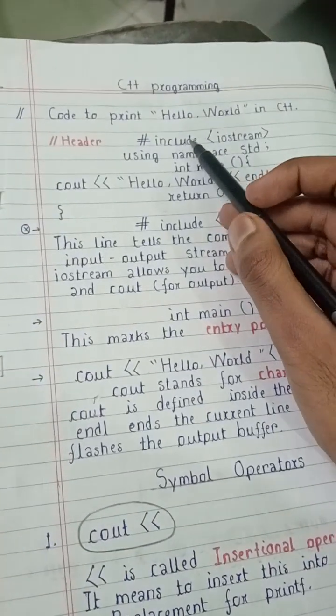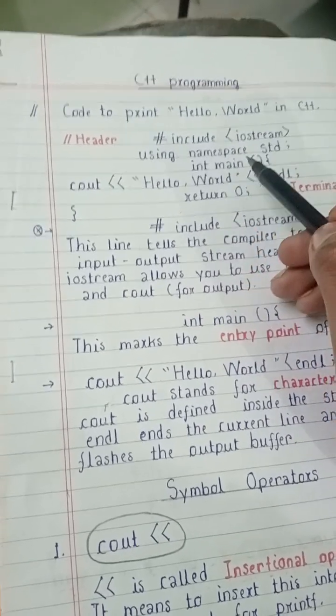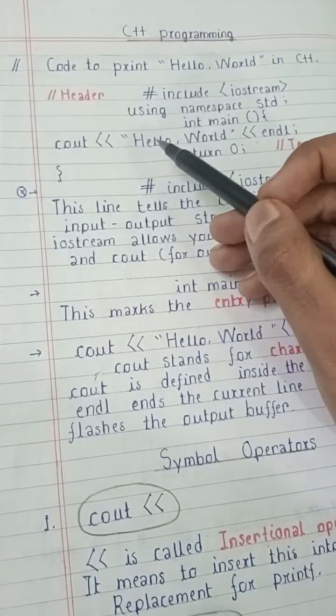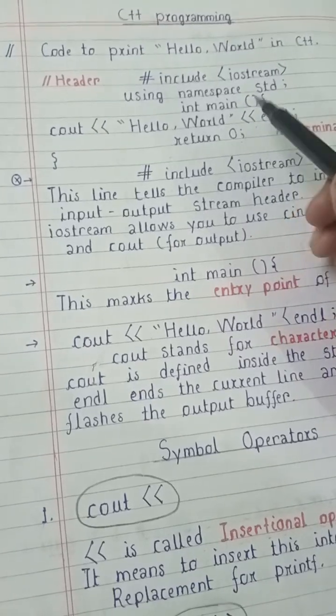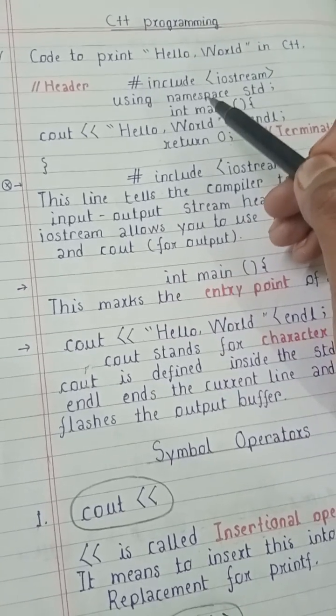First we will write #include <iostream>, using namespace std; int main(), cout << "Hello World" << endl; return 0; and the closing bracket. Now I will explain the program line by line.